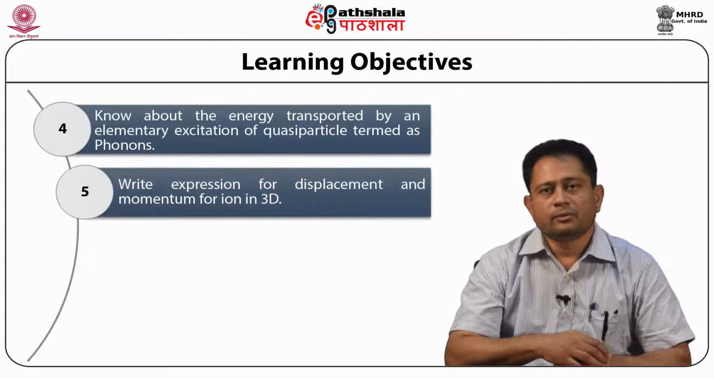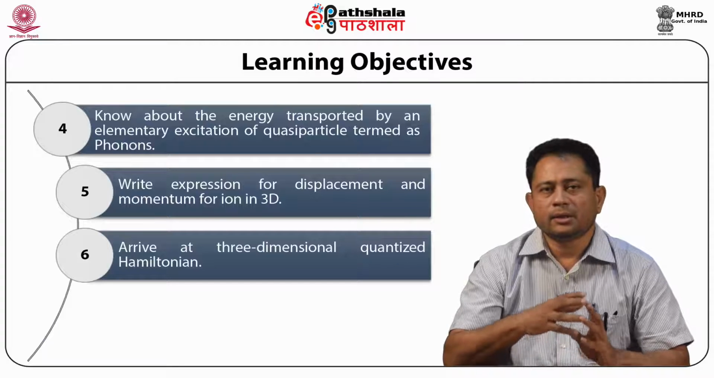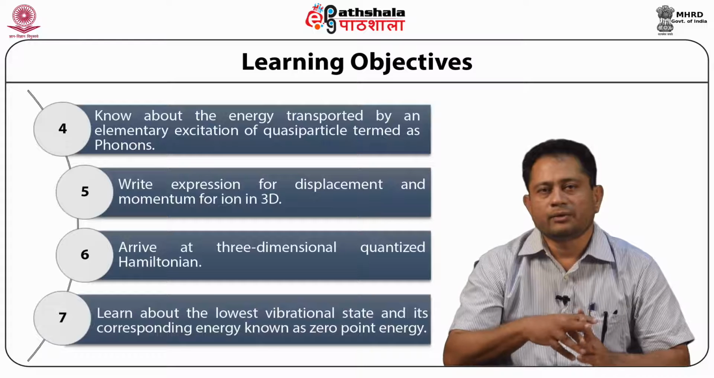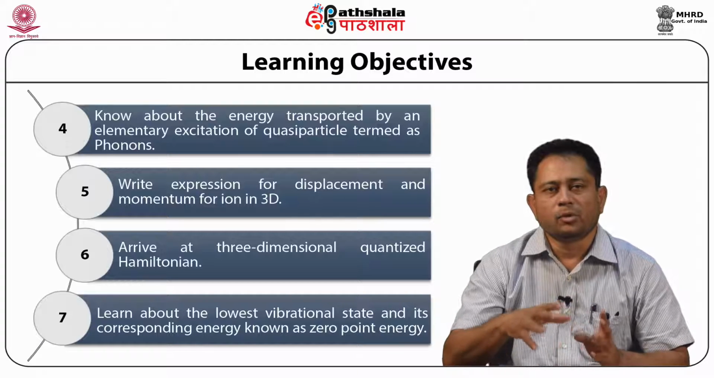Write expressions for displacement and momentum for an ion in 3 dimensions. Arrive at the 3-dimensional quantized Hamiltonian. Learn about the lowest vibrational state and its corresponding energy, known as the zero-point energy.